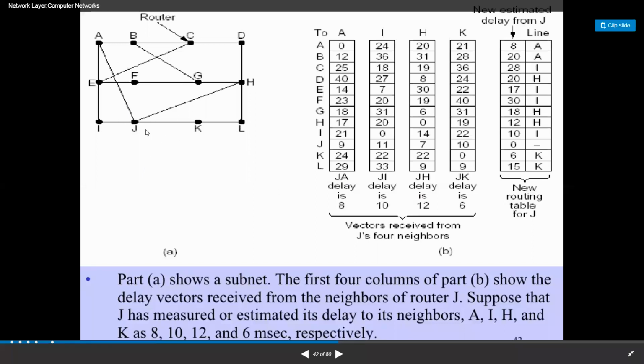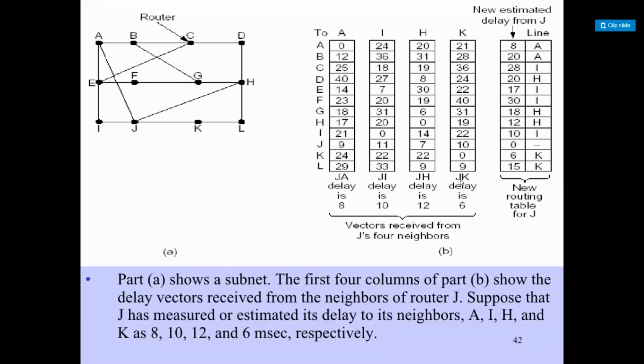The distance between J and I is given as 10. The distance between J and H is given as 12. The distance between J and K is given as 6. Here they have given the JA delay, that means the distances from J to A, J to I, J to H, and J to K.